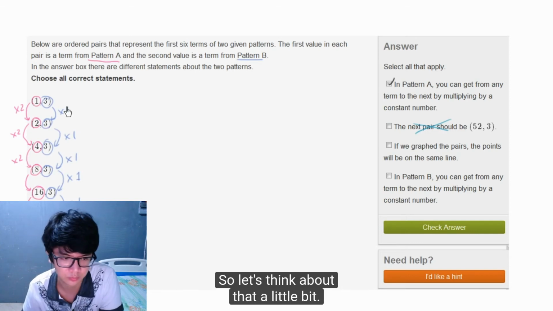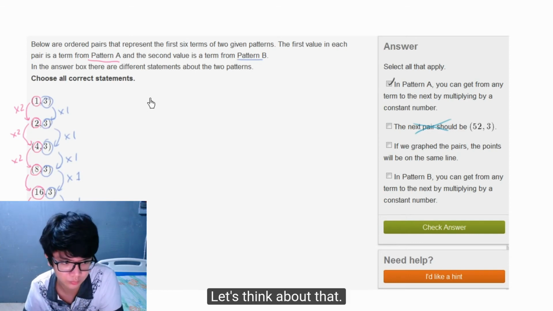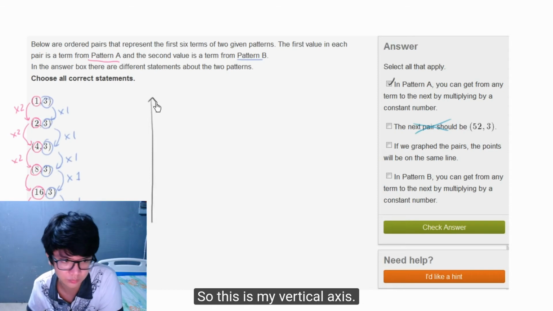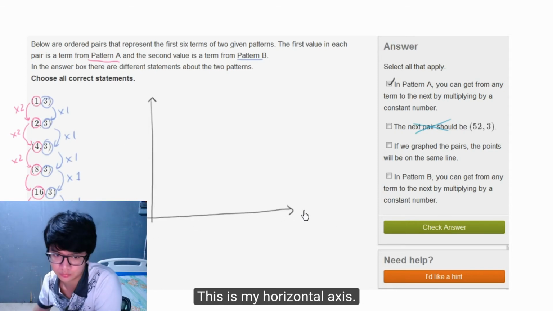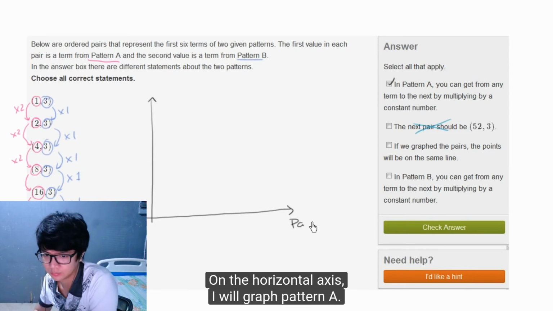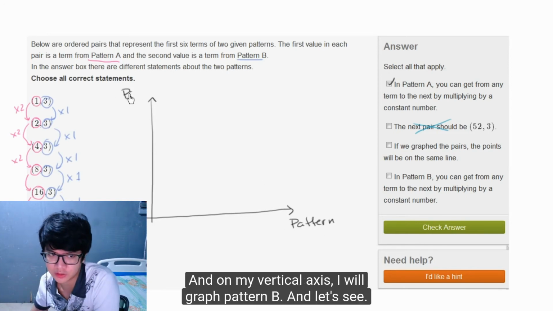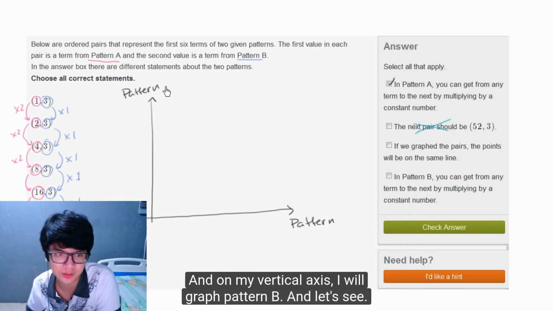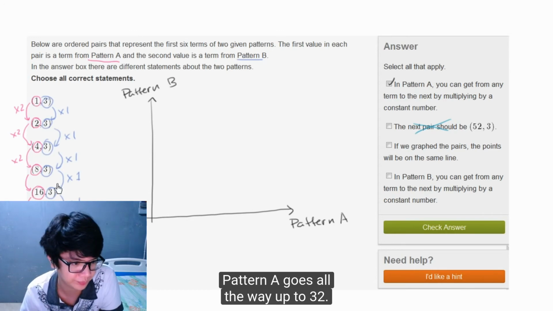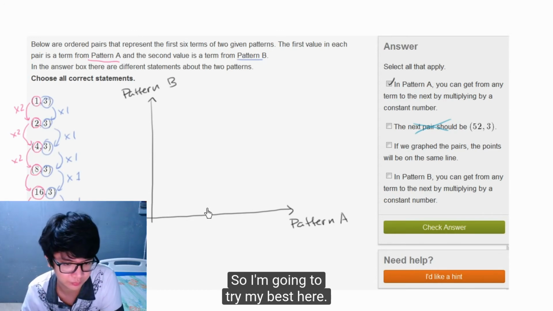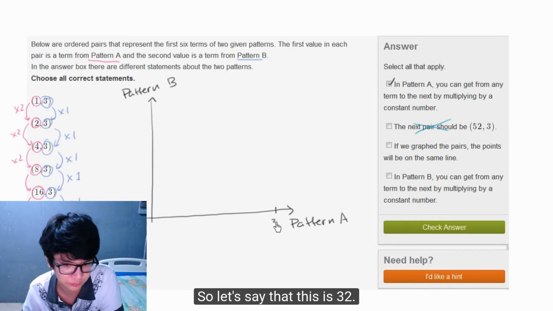The next choice says if we graph the pairs, the points will be on the same line. So let's think about that a little bit. This is my vertical axis, and this is my horizontal axis. On the horizontal axis, I will graph pattern A, and on my vertical axis, I will graph pattern B. Pattern A goes all the way up to 32, so I'm going to try my best here. Let's say that this is 32.